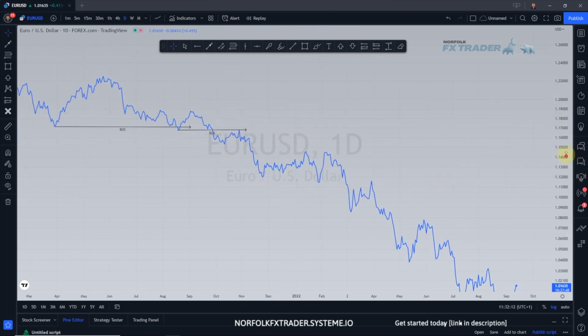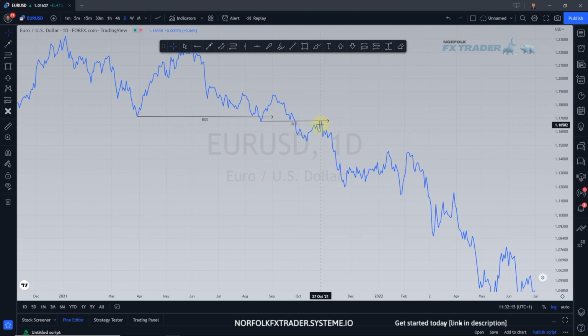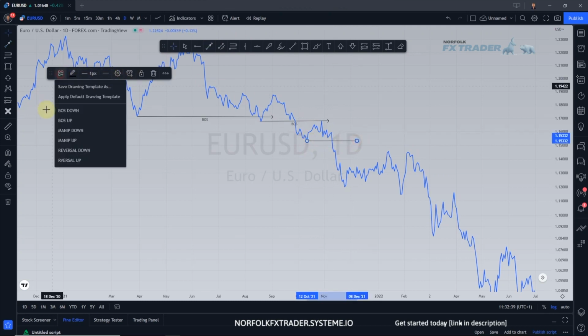Now, if you've not seen some of my previous videos, I'm not looking for a simple break of support become resistance here. I'm looking for price to pull back into an area of imbalance. We're going to start looking for the continuation. We have another break of structure.